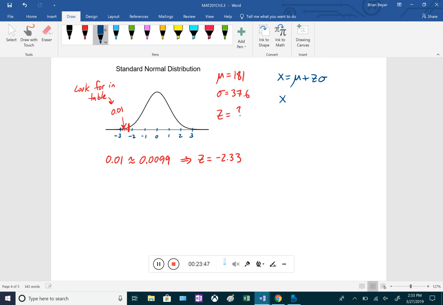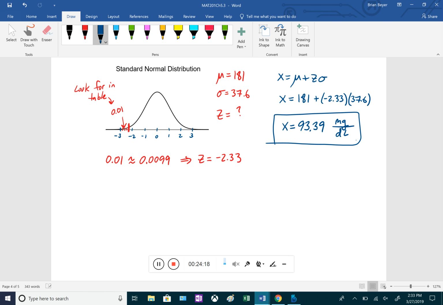So it's x equals 181 plus negative 2.33 times 37.6. We plug all of this stuff in and we get 93.39, and the units are milligrams per deciliter. So the other question didn't have units. It was an exam score, but it wasn't given to us as a percentage, so it didn't have units. This one does have units. It's a cholesterol level. So that is our answer.